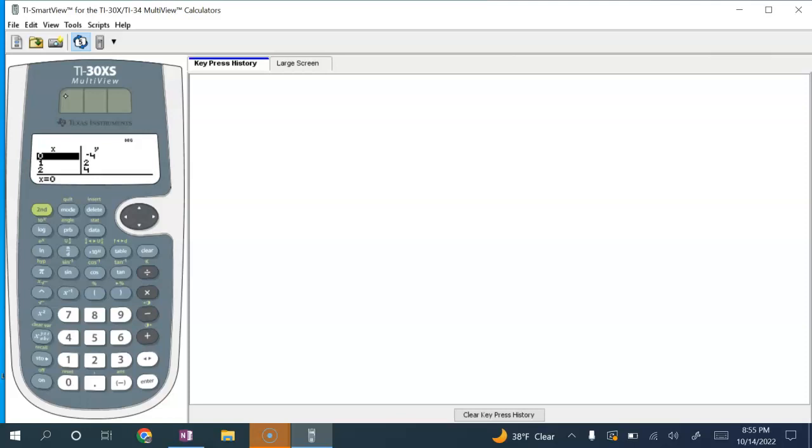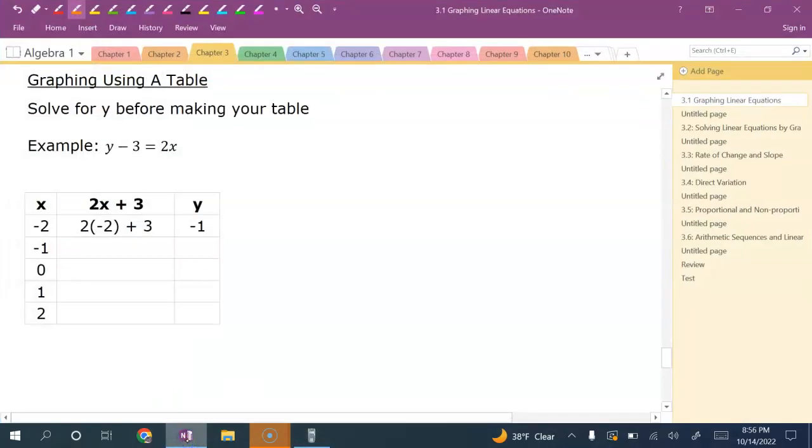These calculators make this type of problem super simple because the calculator is going to do the majority of the work for you. You just need to know how to type it in. These problems want you to solve and graph the equation by making a table of values. Now, the equation that we have for this first one is 2x + 3.